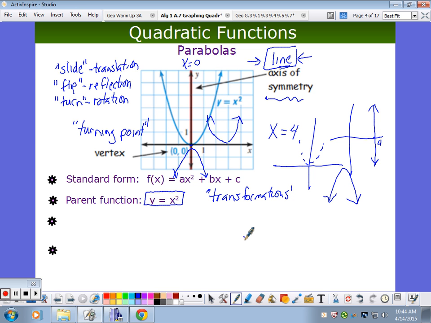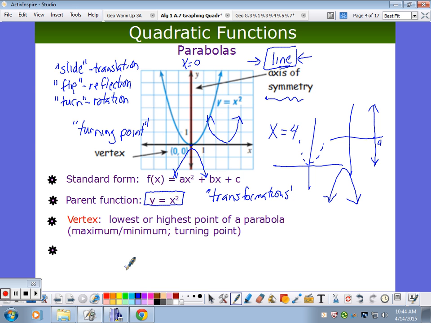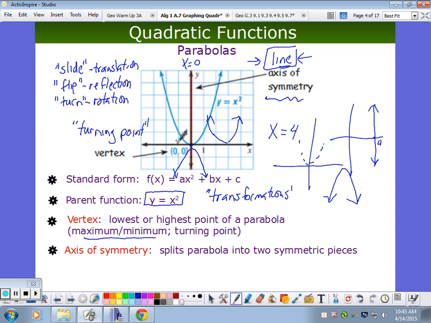Y equals x squared, that's a parabola. Right? Okay. Vertex we just talked about, and the axis of symmetry. We talked about all these things. Yeah, and maximum and minimum. I should mention that. When you look at these things, let me erase some of this stuff here.